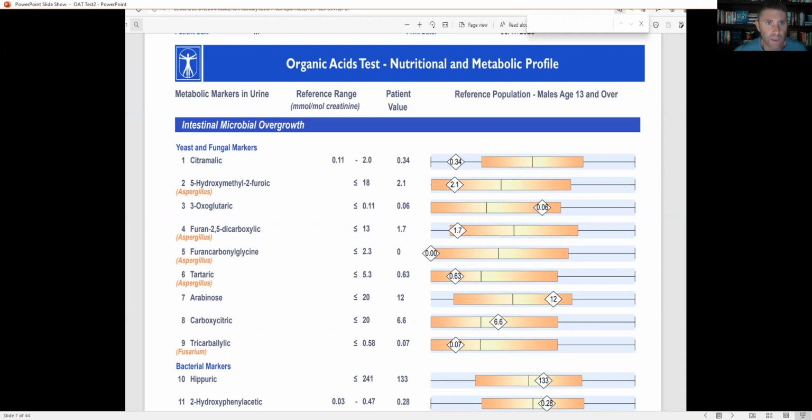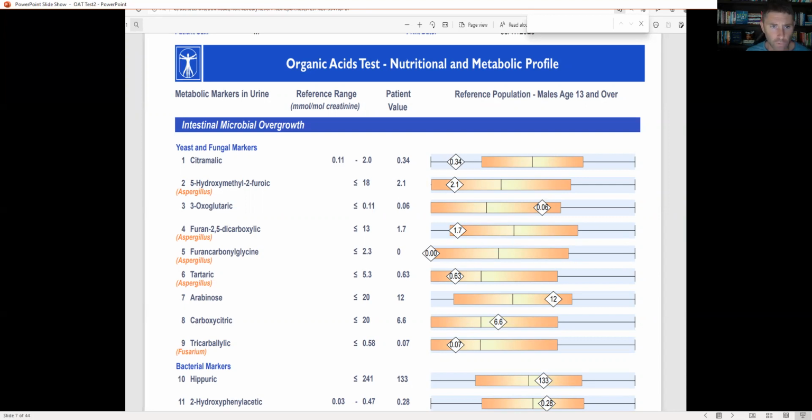So we're going to start with looking at intestinal microbial growth. And so this will say intestinal microbial overgrowth. Now, we don't necessarily know where, so we can't necessarily say, there's conditions like SIBO, small intestinal bacterial overgrowth, and small intestinal fungal overgrowth. We don't necessarily know if it's in the small intestine or not. We just know that when we're seeing some of these markers high, there's an overgrowth.